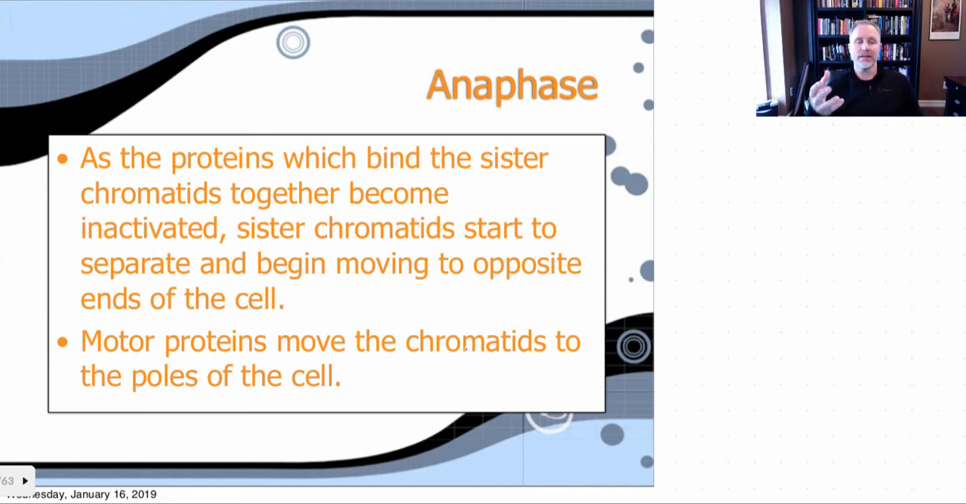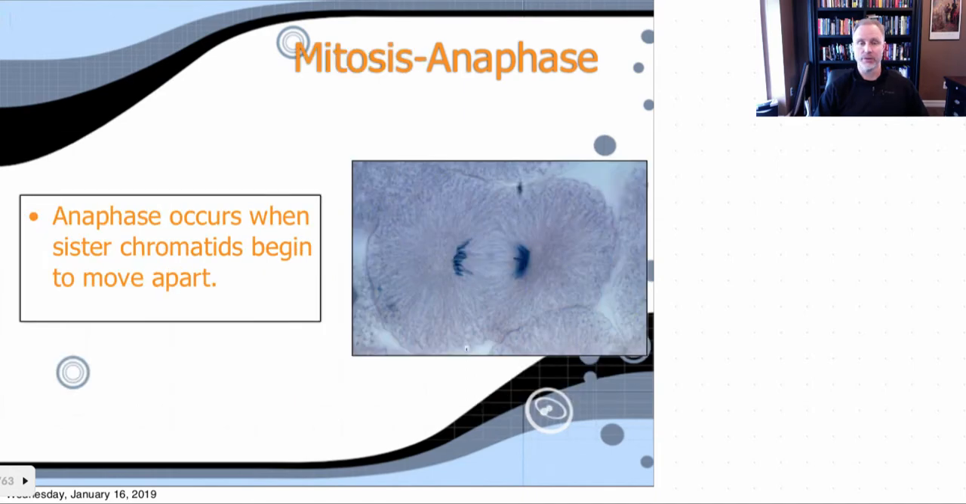During anaphase, the proteins that are holding the sister chromatids together start to break down and become inactivated. This allows the microtubules that are attached to start to pull apart, and that is what allows the sister chromatids to separate. Motor proteins then pull the two sister chromatids to opposite ends of the cell, so that when the cell goes through cytokinesis and divides, it has everything it needs to function like the original parental cell did.